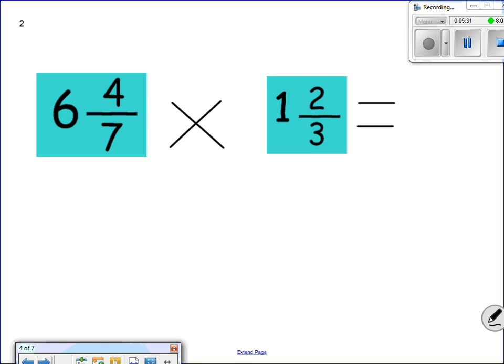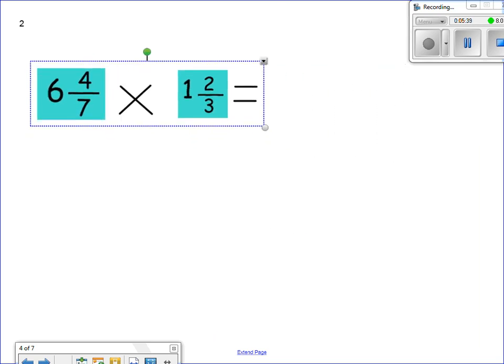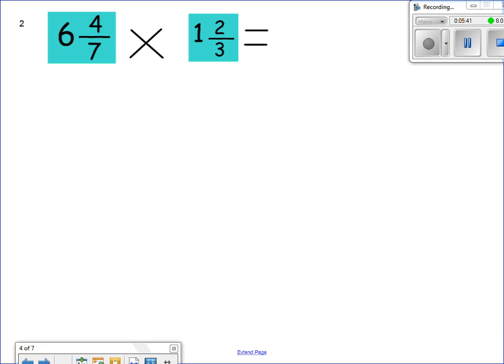6 and 4/7 times 1 and 2/3. So the very first process we're going to have to do here, I'm going to make these a little smaller here for us, is we're going to have to change these into improper fractions. 7 times 6 is 42 plus 4 is 46 over 7. 3 times 1 is 3 plus 2 is 5/3.